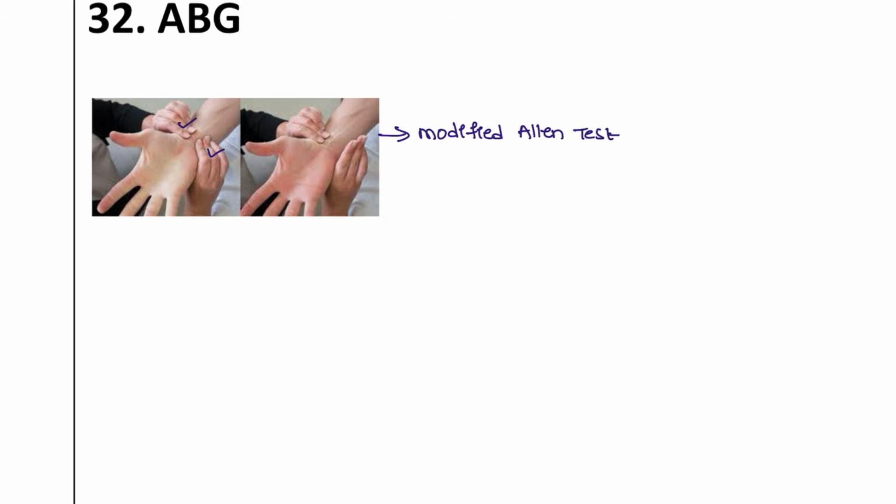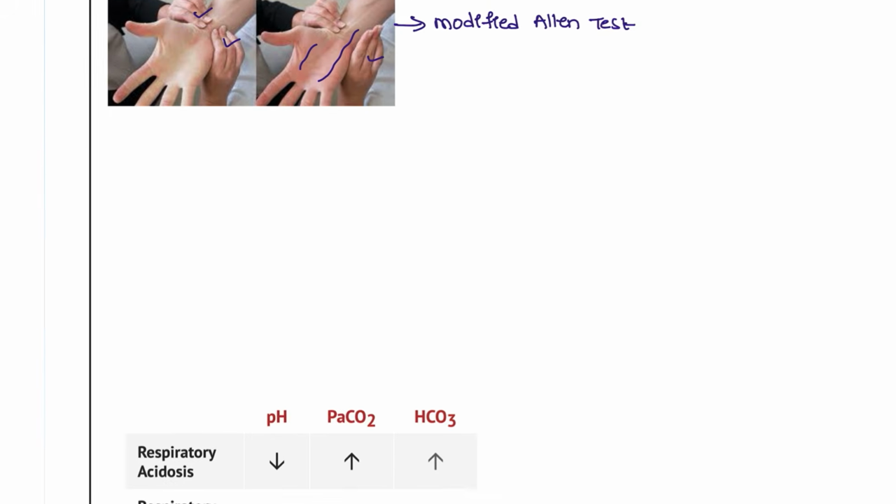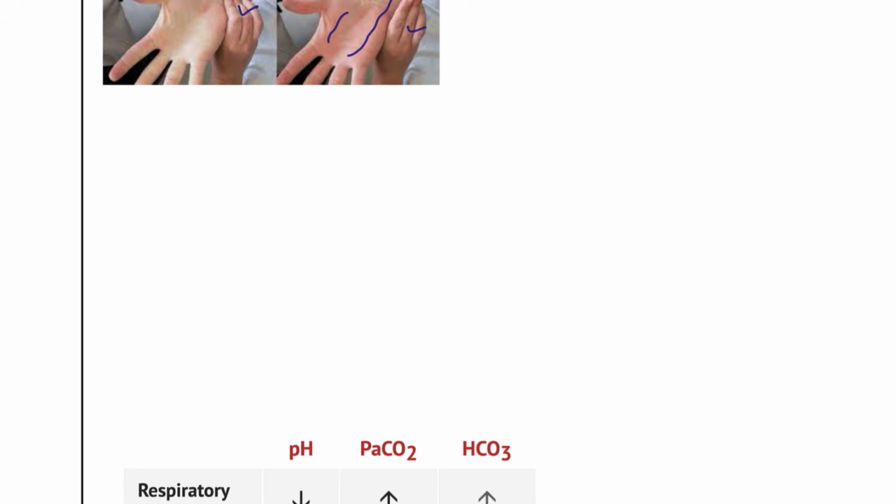Once you are occluded, release one hand. If you see the perfusion to the hand, that means you can proceed for the radial artery sample. That means collateral supply is seen for the hand, so there is no formation of ischemia. Next, let's move on to how to interpret the ABG.